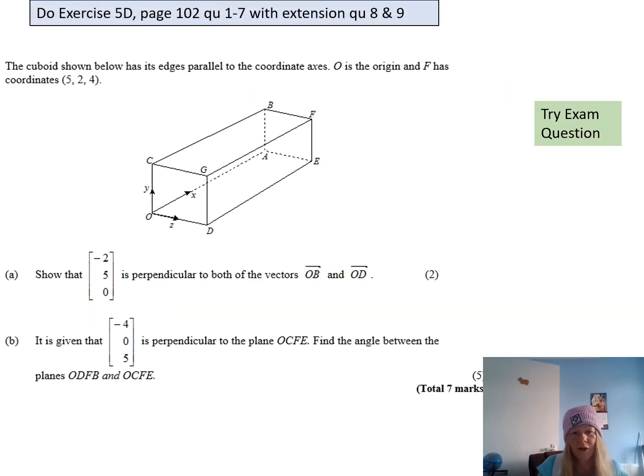Right, so you're going to be doing exercise 5D, page 102, questions 1 to 7, with extension questions 8 and 9. But maybe before you go, you want to try this little gem. It's an old exam question. It says, here is a cuboid. Edges are parallel, obviously. And F has coordinate 5, 2, 4. Show that minus 2, 5, 0 is perpendicular to both OB and OD.